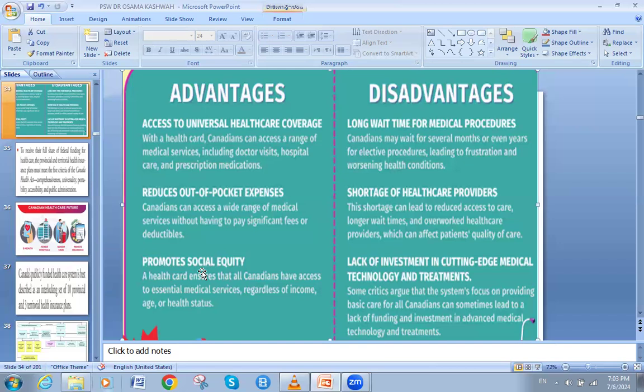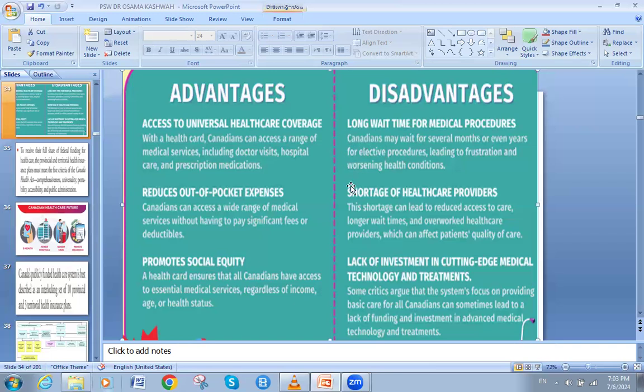No difference between a resident and a citizen. All are the same and all enjoy the same services, healthcare services as well. But though we have advantages for the healthcare system in Canada, there are still many disadvantages for this healthcare system as well.